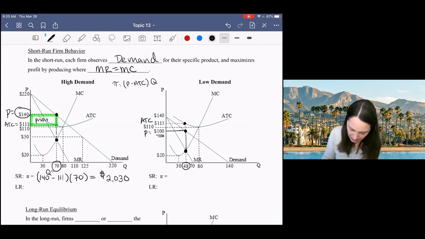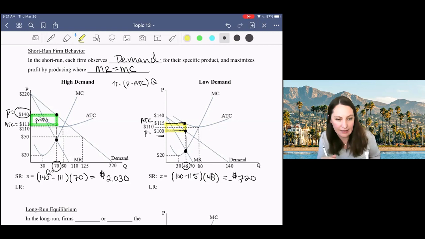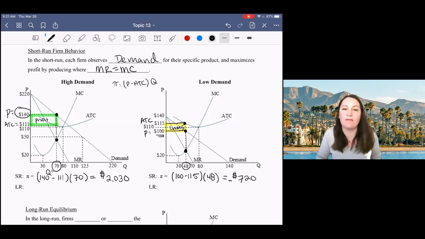Here's our average total cost at a quantity of 48. So I can calculate profit, that's price minus average total cost times quantity. And that would be negative $720. Okay, so this firm would be losing $720 in the short run. And we can show that area on our graph, again, by looking at this rectangle here between price and average total cost and out to our quantity of 48.